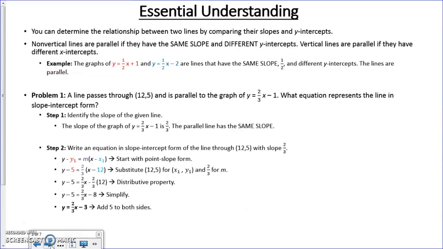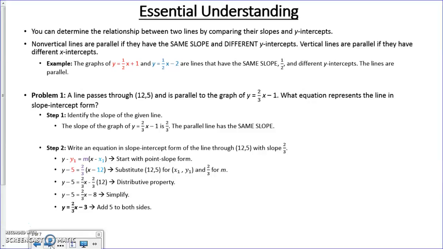You can determine the relationship between two lines by comparing their slopes and y-intercepts. Non-vertical lines are parallel if they have the same slope and different y-intercepts. Vertical lines are parallel if they have different x-intercepts.